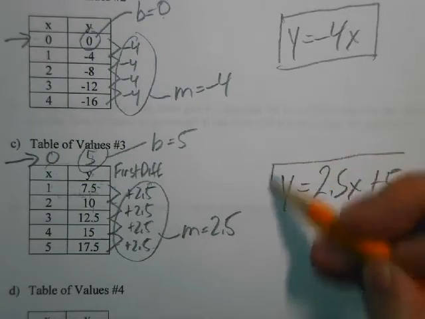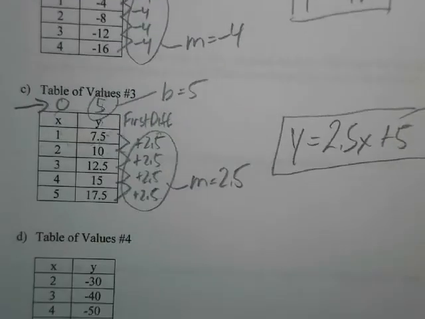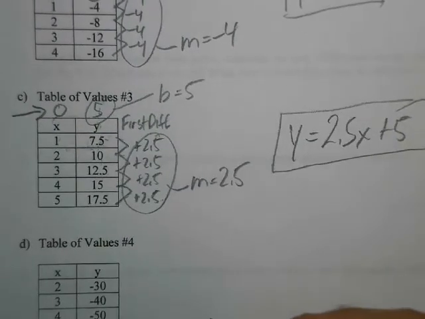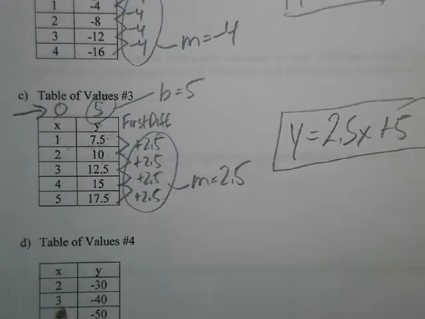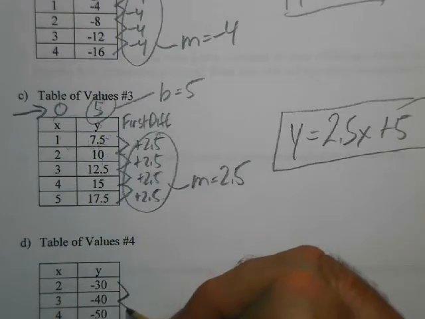Okay, last one. So again, we can't see the entry for 0, but we know what we're going to do. Let's do the first differences.